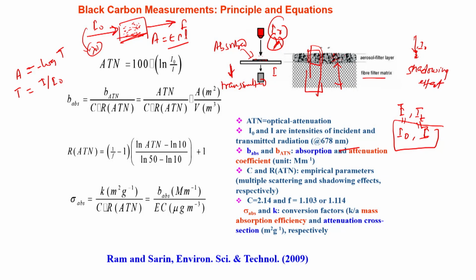Why is it called the shadowing effect? Probably because the first black carbon particle is making a shadow. For the next particle in the shadow, the radiation will be decreased. To account for this, the shadowing effect is generally written as R, the attenuation factor. So this R value will be less or higher?